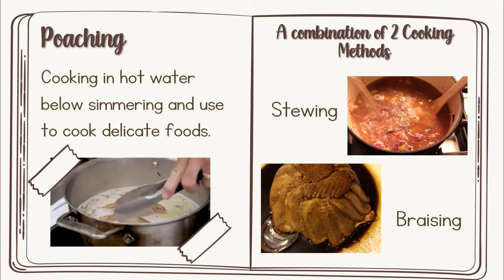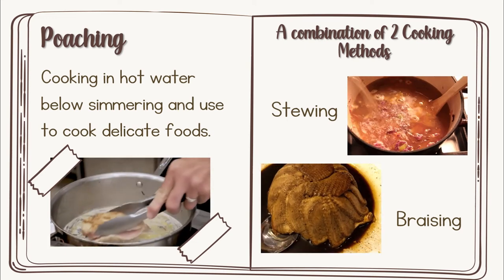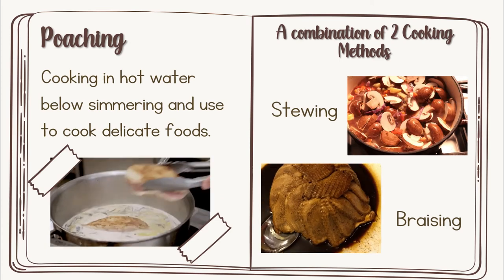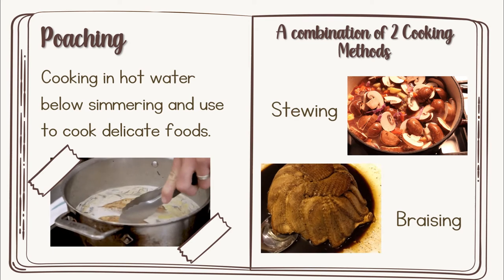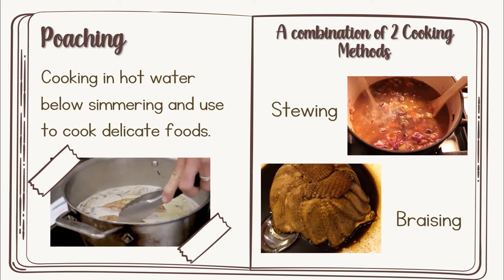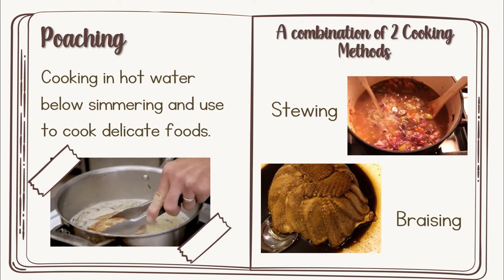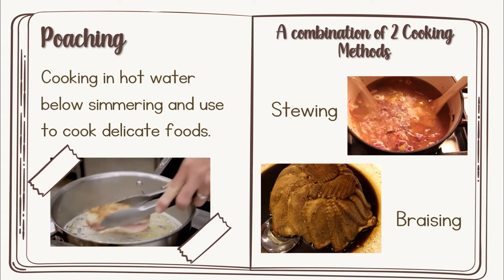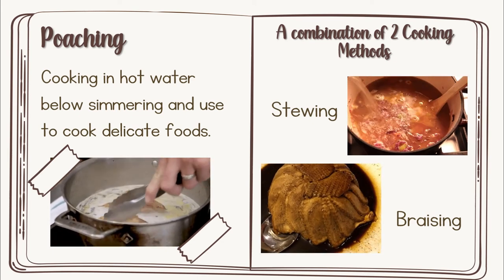We also have a combination of cooking methods. We have the stewing and braising, where food is browned or cooked first in an oil and thoroughly cooked in liquid to produce a sauce. Stewing uses small pieces of meat, while braising uses larger pieces of meat.